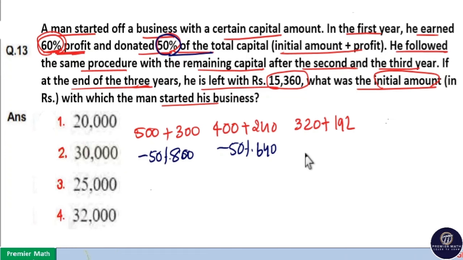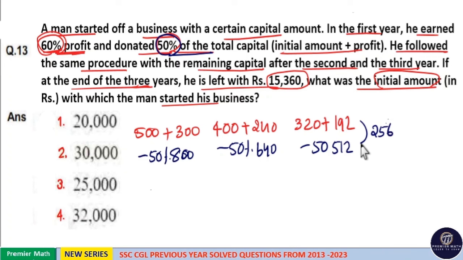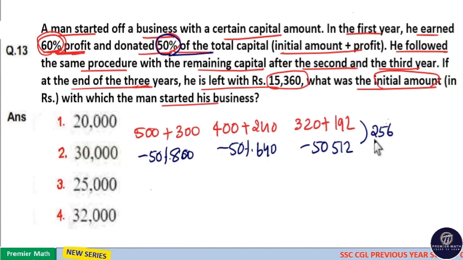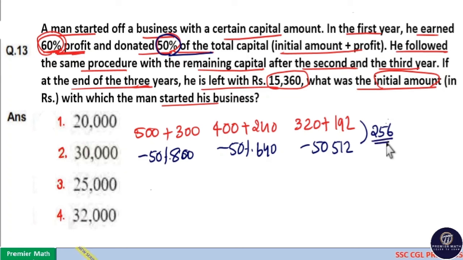Again, he donated 50% of 320 plus 192. 300 plus 200 is 500. 500 plus 12, 512 rupees. 50% of 512 means 256 rupees. That is remaining is 256. That is, 256 rupees he donated and the remaining is 256 rupees at the end of the third year.